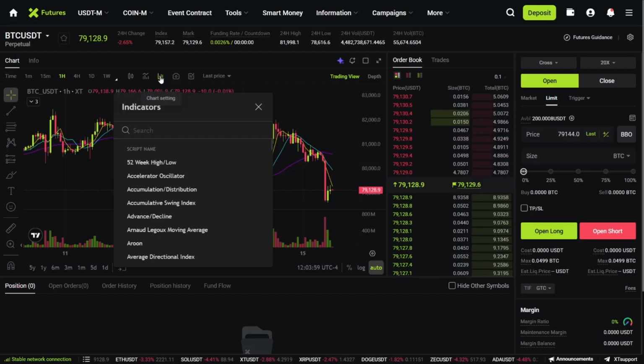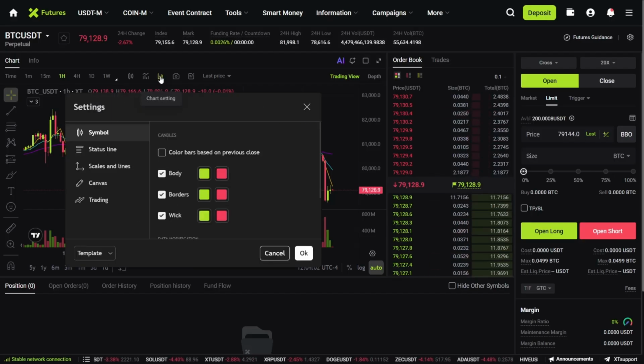In chart settings, you can customize how the chart looks. For example, you can change the candle colors, the body, borders, and wicks, adjust the scale, or change the background to make the chart easier to read.